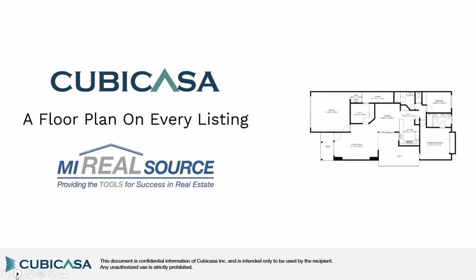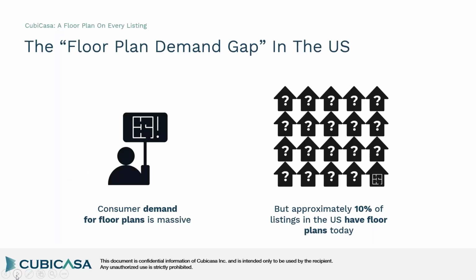So when I was looking at Cubicasa, I didn't really understand the need for it, but then I found out that in the US, less than 10% of our listings across the country have floor plans, whereas in Europe, they're a little way ahead of us because they have floor plans on 90% of their listings. And why is that so important?